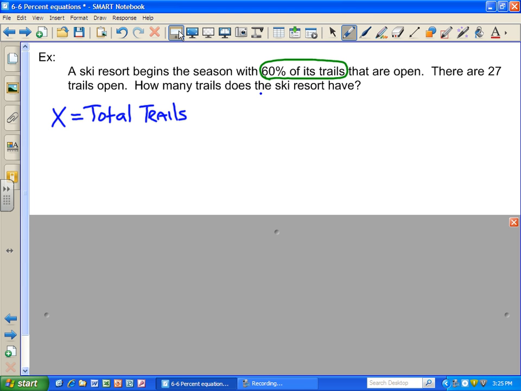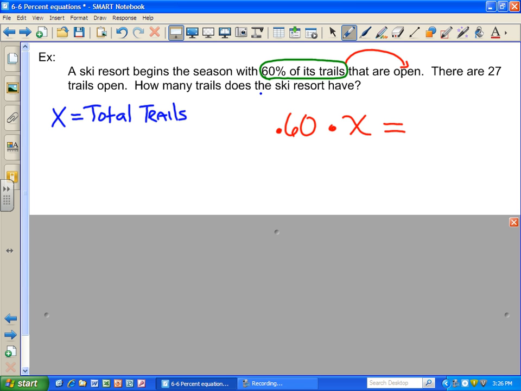60% of its trails are open. Okay, so 60%, 0.60, of means multiply, its trails. So what are they referring to as its trails? Its trails is talking about the total trails. So 60% of its trails are open.